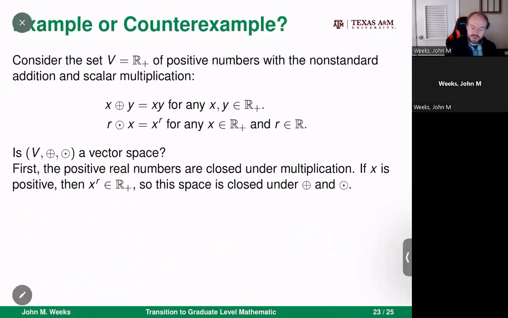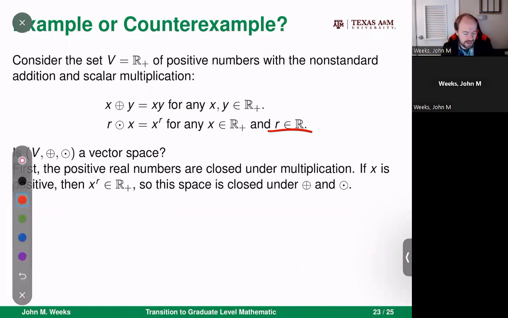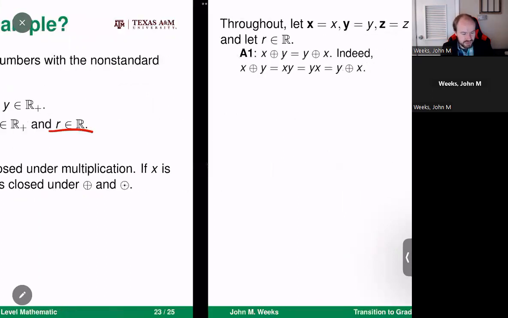First, the positive real numbers are closed under multiplication. You can take two positive numbers and still get a positive number. If x is positive, then x to the r power for any real number r that you pick is still positive. Remember, for r you get to pick any real number, including negative numbers, but that's only for our exponent in this case, not for x. So even x to the negative 1, which is just 1 over x, is still positive because x is positive. So this space is still closed under the plus and multiplies that we've been defining here.